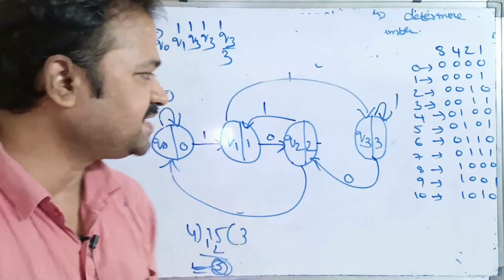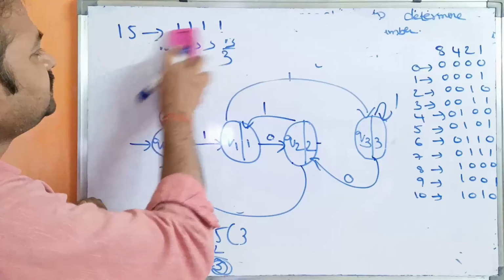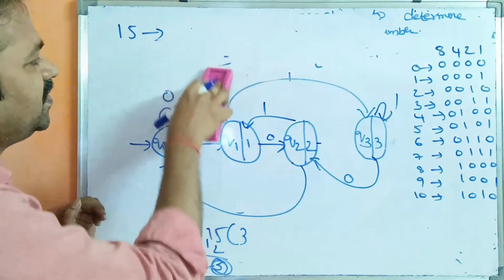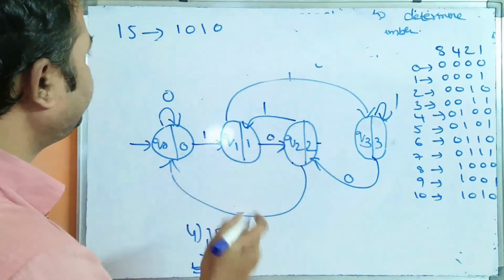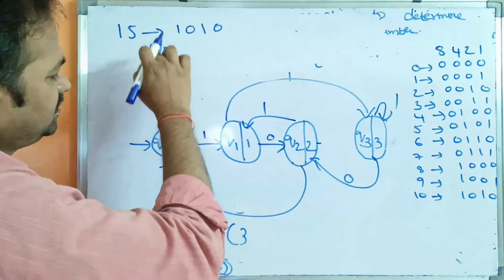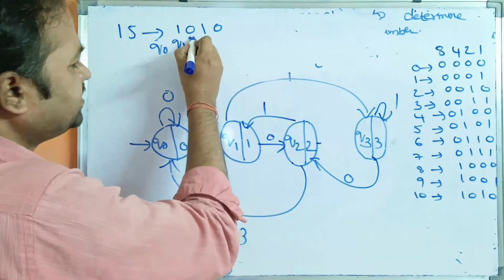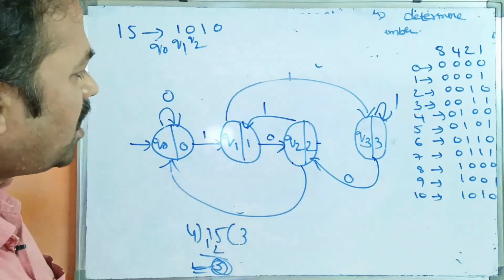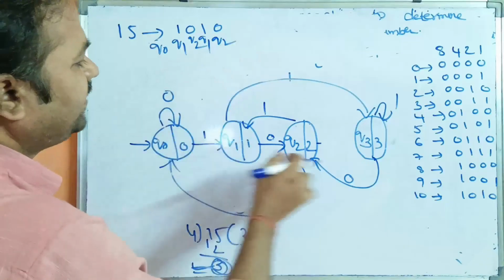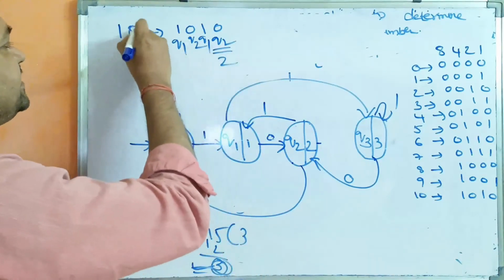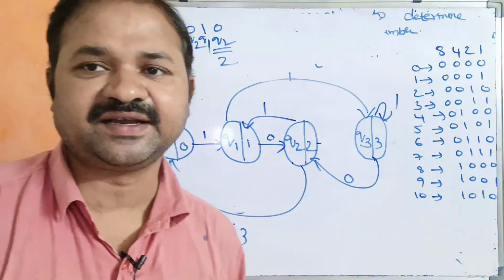Now let us check one more example. Let the string be 1010. 1010 means 10. What is 10 modulo 4? 2. So we need to be at Q2 state. Let us check whether we are getting this or not. Q0 on 1 means Q1. Q1 on 0 means Q2. Next Q2 on 1 means Q1. Next Q1 on 0 means Q2. What is the output of Q2? 2. So that is nothing but 10 modulo 4 only. So we can say that this Moore machine is correct only.